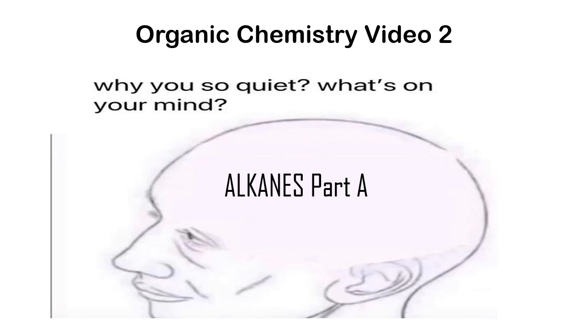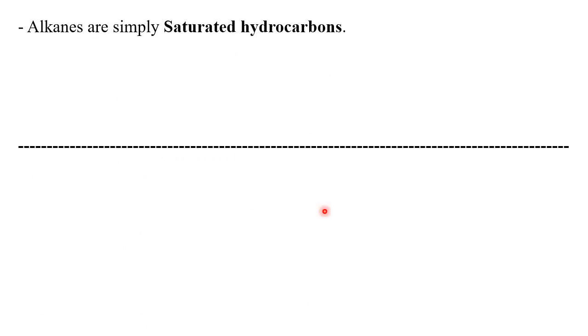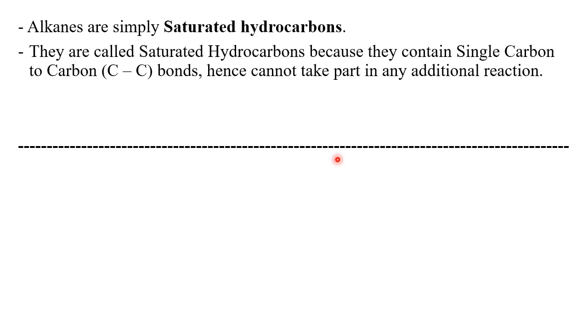All right, so with that being said, let's jump into it. So what are alkanes? Alkanes are simply saturated hydrocarbons. Why do we call them saturated hydrocarbons? This is because they contain single carbon to carbon bonds. Hence they cannot take part in any additional reaction.